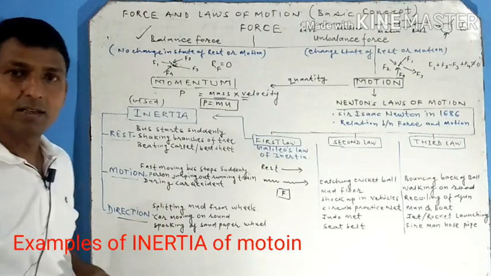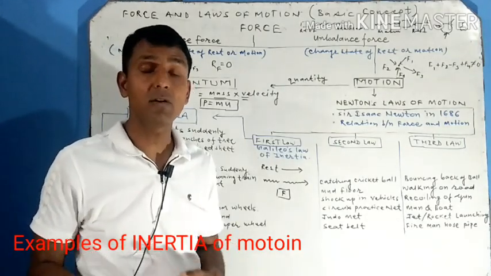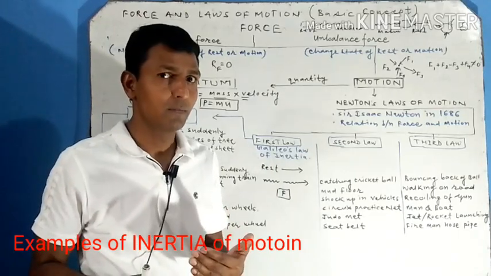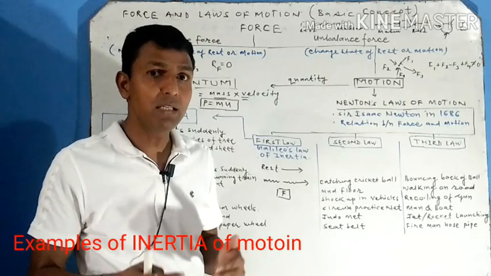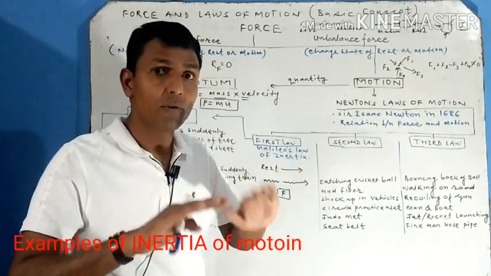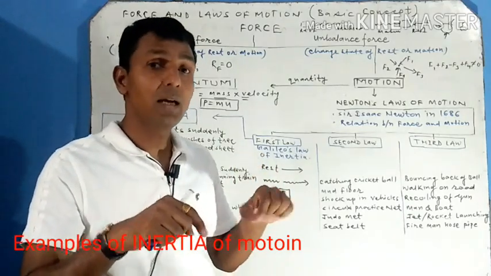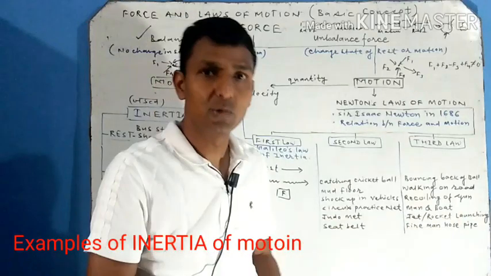And during a car accident, the same thing happens. A car is running at very high speed and suddenly the brake is applied. What happens? Our body cannot come to rest immediately. It wants to continue its motion. So during accidents, passengers come out through the windscreen.